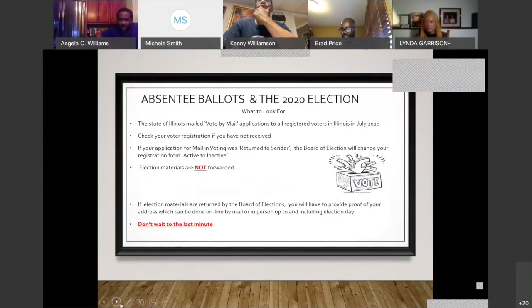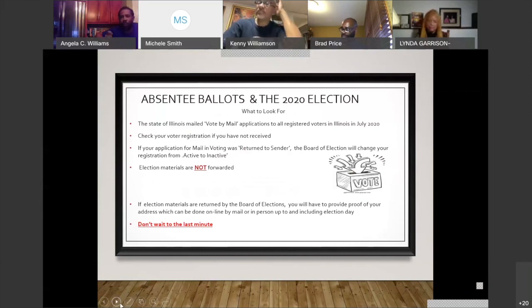The state of Illinois this year mailed all currently registered voters in Illinois an application. You should have received that already, sometime mid-July, end of July. If you have not received it or you don't recall seeing it, just go and check your registration, because the post office cannot forward election materials if you've moved. It's sent back to the election authority, at which time they'll move your registration from active to inactive. And so if you go to vote later, you're going to have to provide ID. That's when they'll have the right to ask you for a picture ID, and so you would have to have that.